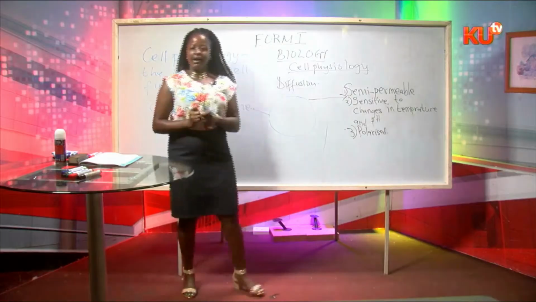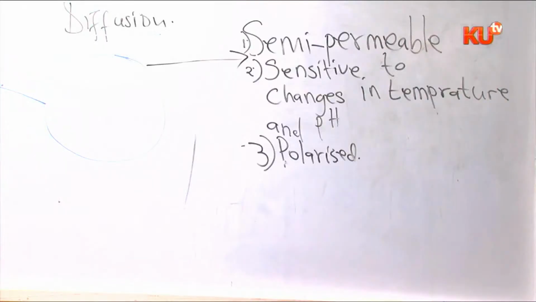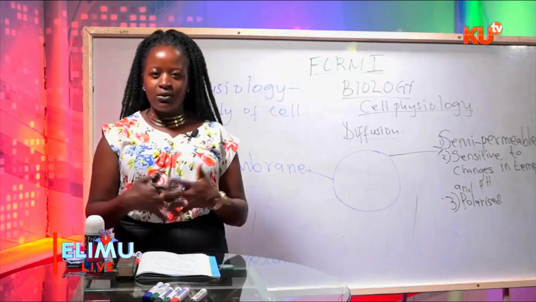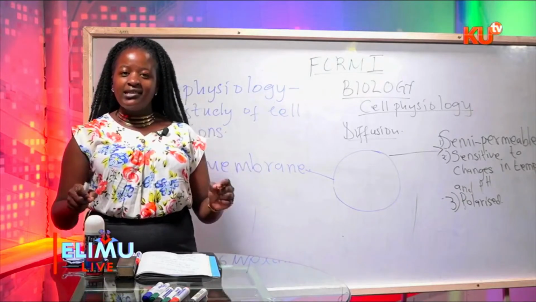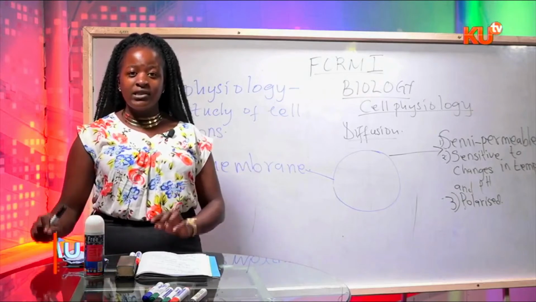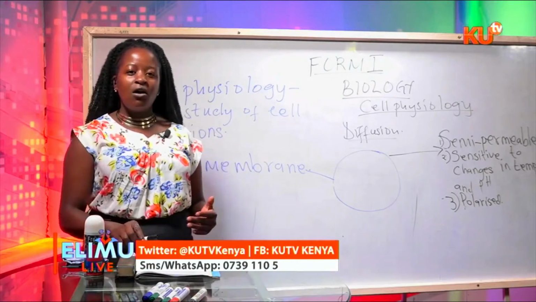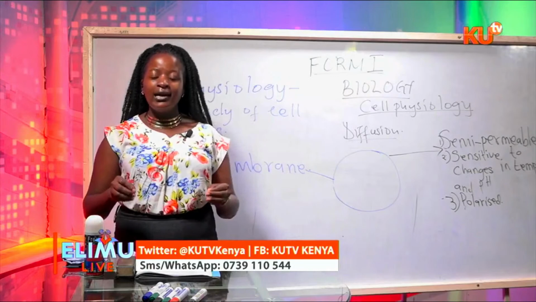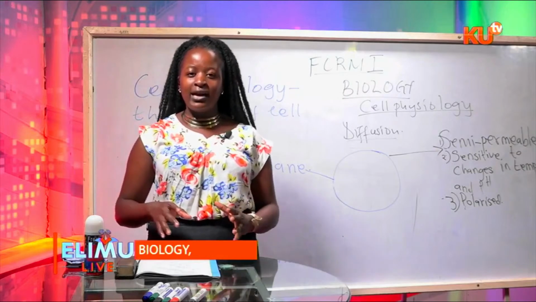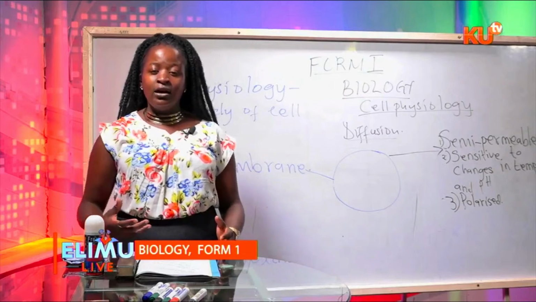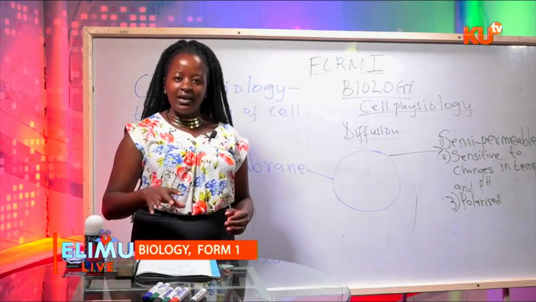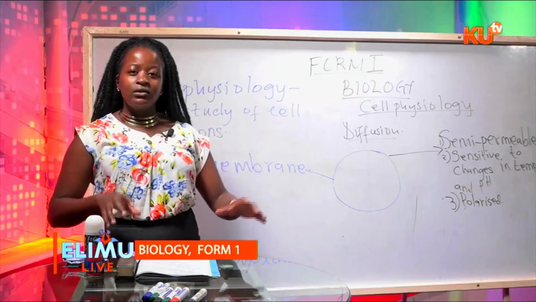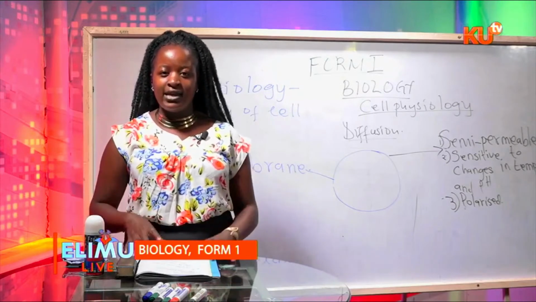So the main characteristic of the three is that it is semi-permeable. The word permeable means it can allow materials to get through. Semi means that it can only allow some materials to get through. So being semi-permeable means the cell membrane only allows some materials to get in and out of the cell, or it selectively allows some materials to get in and out of the cell.